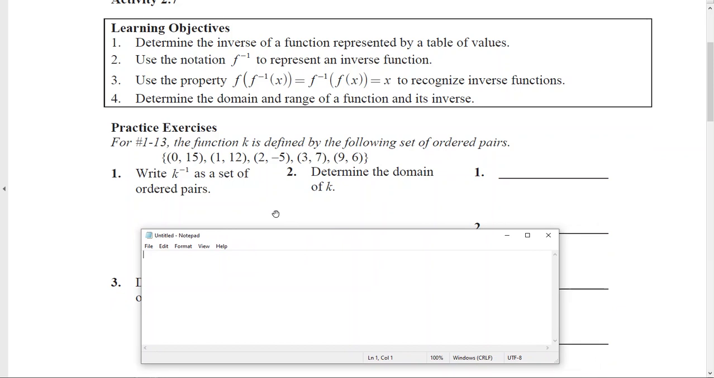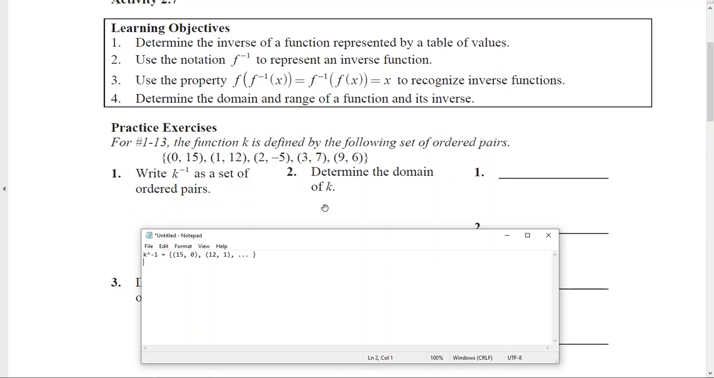So if I wanted to write the inverse of this function, since it's a numerical list, this is my k function, the ordered pairs (0, 15), (1, 12), and so on. The inverse function is going to flip the input and output for each of the ordered pairs. So instead of (0, 15), the first one in the inverse would be (15, 0). And then instead of (1, 12), the inverse would have the ordered pair (12, 1), etc. And so you would list all of the ordered pairs. I'm just going to type the first two.